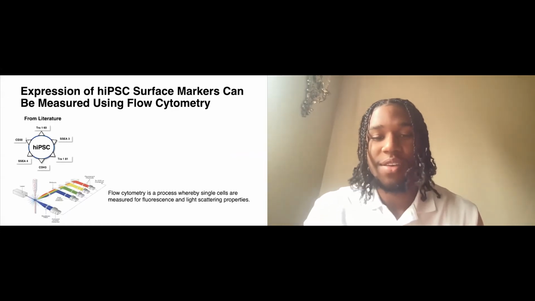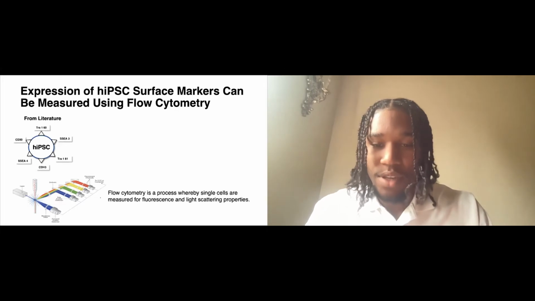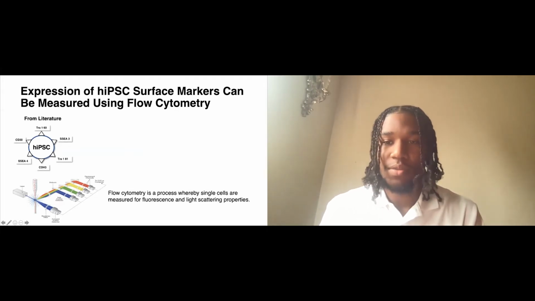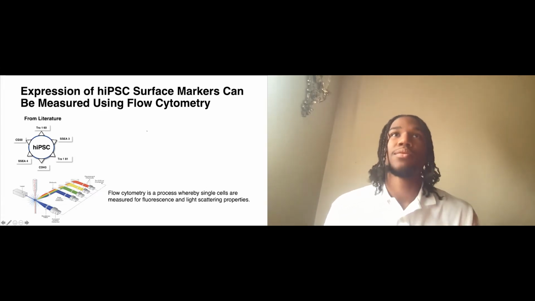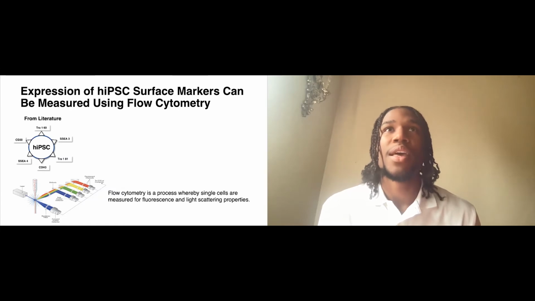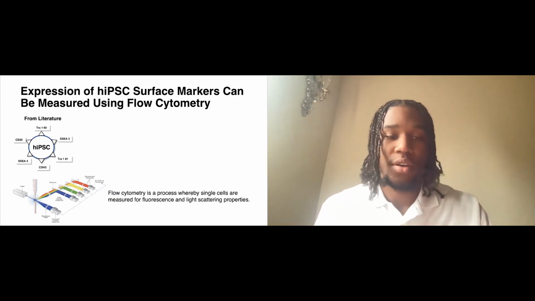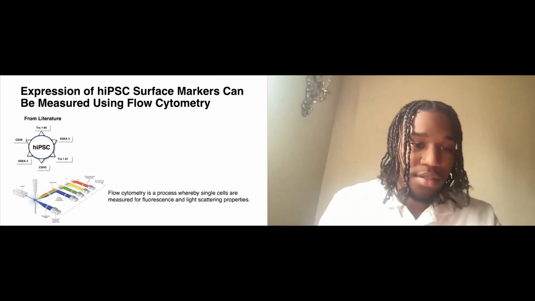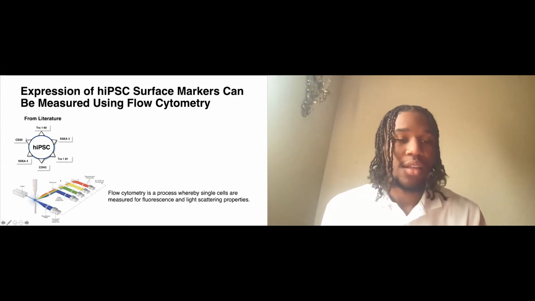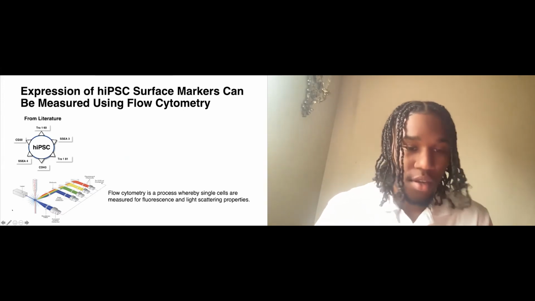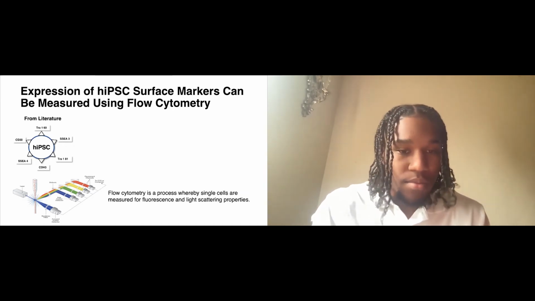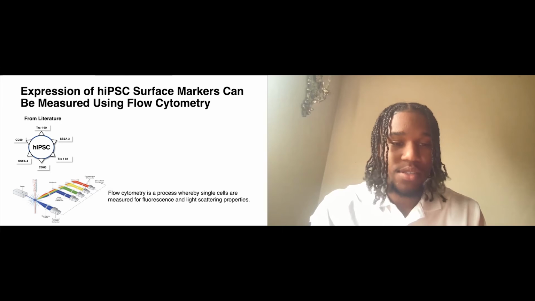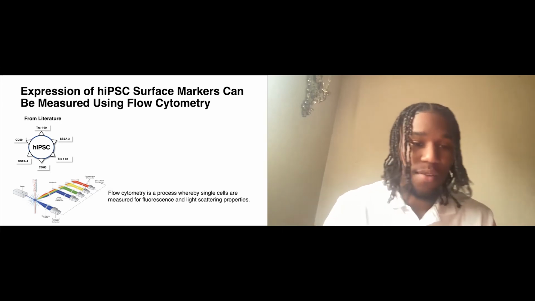The formal definition of flow cytometry is a process whereby single cells are measured for fluorescence and light scattering properties. It's also used to count the cells, as well as find their relative size and look for granularity of the cell. Looking at the image, the laser hits the cell, and using the scatter detector, we're able to find its relative size. Due to a fluorophore being attached to the cell, a light is emitted and it falls into one of the four channels.